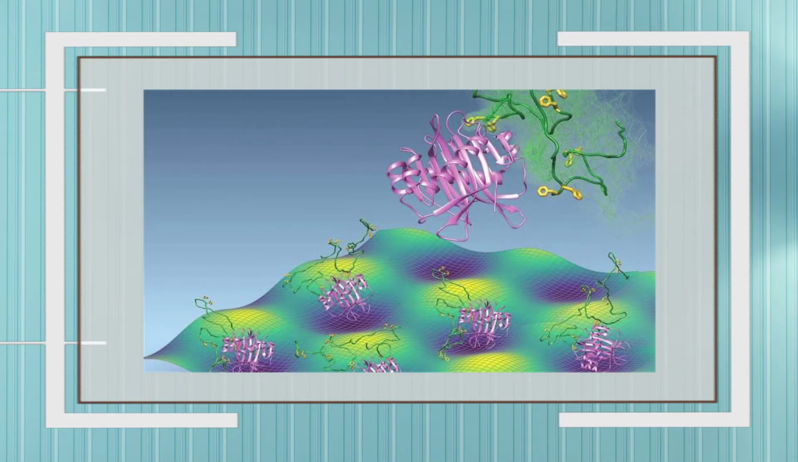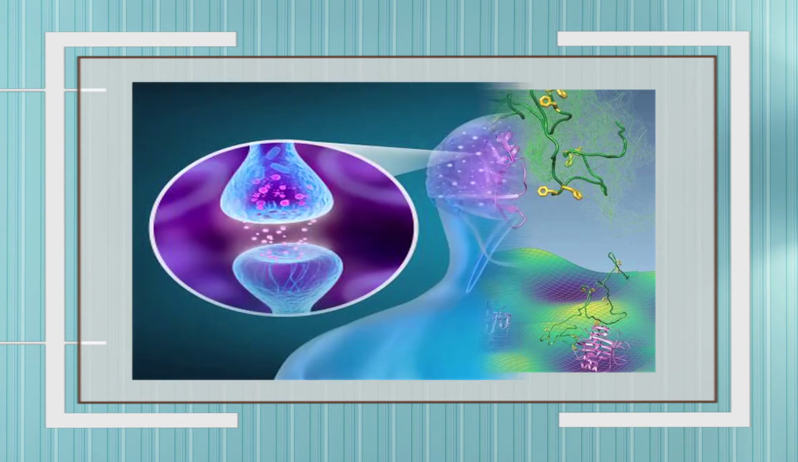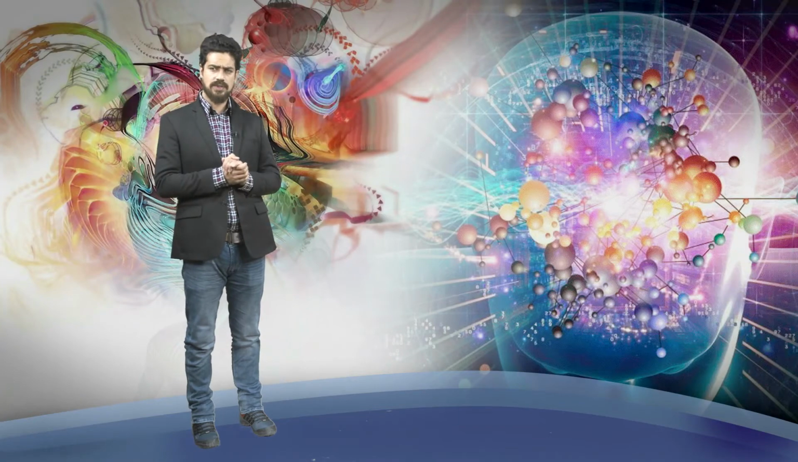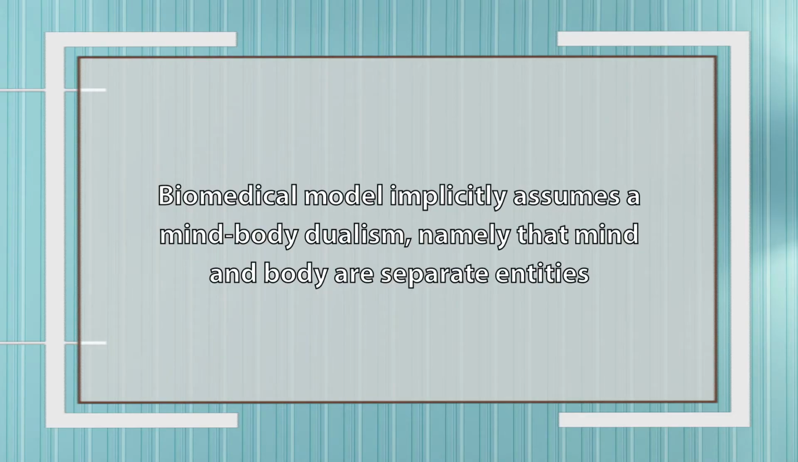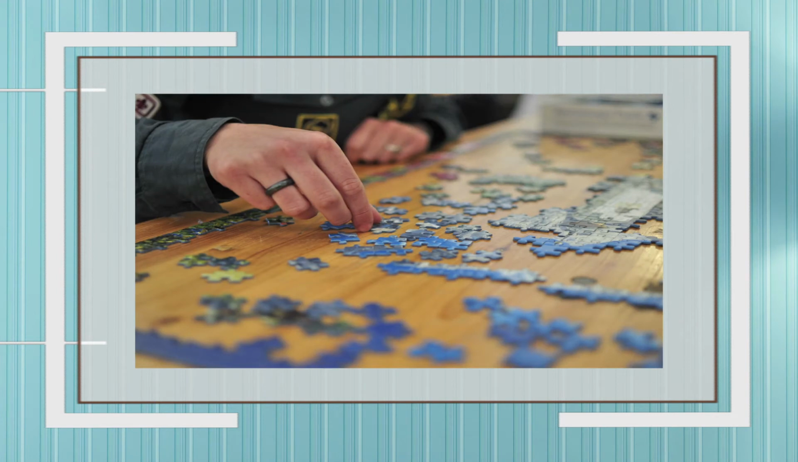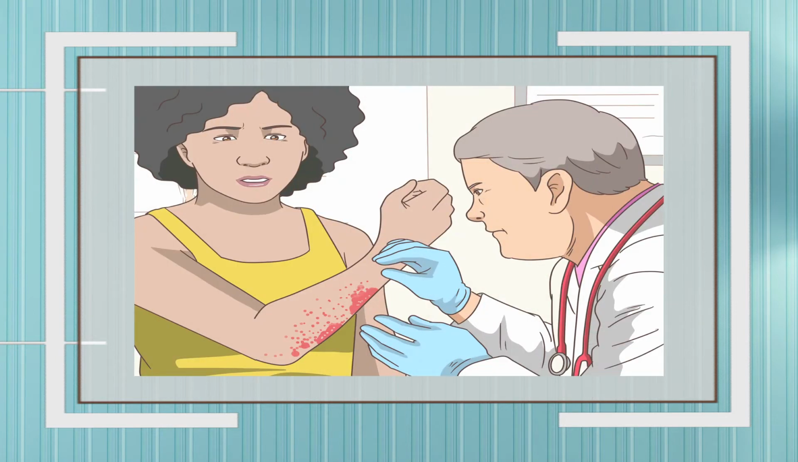First, it is a reductionist single-factor model. That is, it reduces illness to low-level processes such as disordered cells and chemical imbalances rather than recognizing the importance of more general social and psychological processes. Second, the biomedical model implicitly assumes a mind-body dualism, namely that mind and body are separate entities. Third, the biomedical model clearly emphasizes illness over health. That is, it focuses on aberrations that lead to illness rather than on conditions that might promote health. And finally, the biomedical model fails to address common puzzles regarding health and illness. Why, for example, if 6 people are exposed to measles, do only 3 develop the disease?